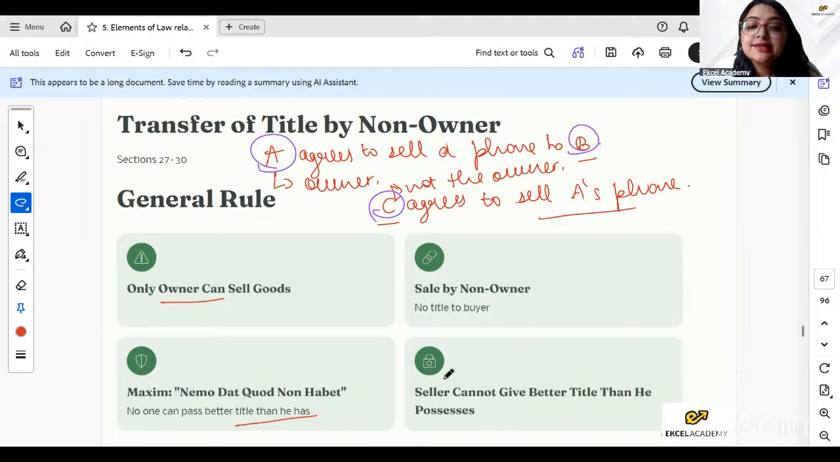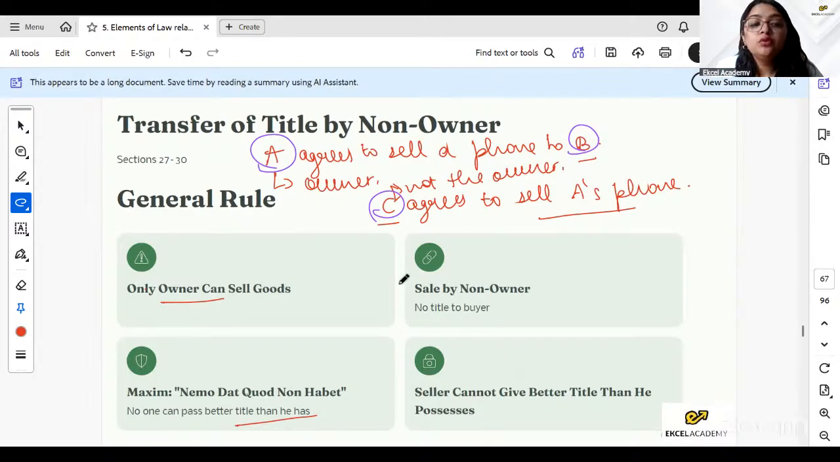A seller cannot give better title than he possesses. Does C possess the title to the phone? No. Then he will not be able to give that title to B. So the general rule is that only the owner will be able to transfer the title. If a non-owner sells it, the buyer will not get the title. This is explained by the maxim nemo dat quod non habet: a seller cannot give better title than what he possesses.